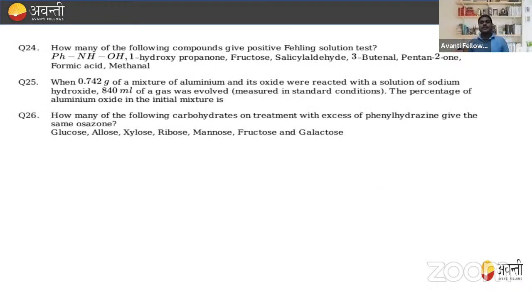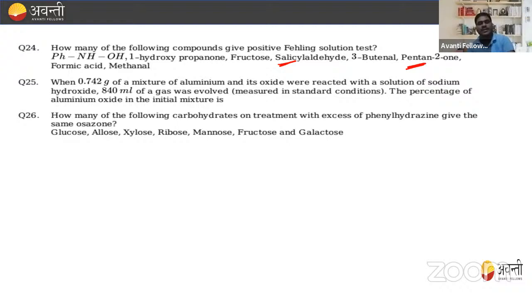How many of the following compounds give a positive Fehling solution test? Basically, in this question, all compounds other than salicylaldehyde and pentan-2-one give a positive Fehling test. So except salicylaldehyde and pentan-2-one, the rest all give a positive Fehling solution test. Always remember this: except these two, salicylaldehyde and pentan-2-one, all give a positive Fehling solution test. Okay, so this is all about this.